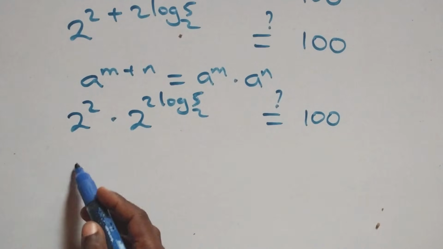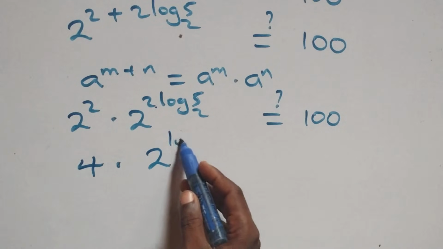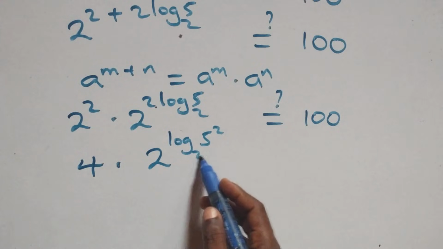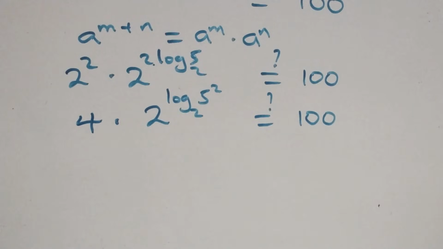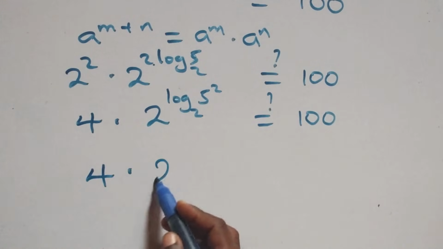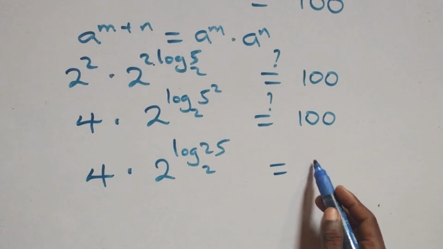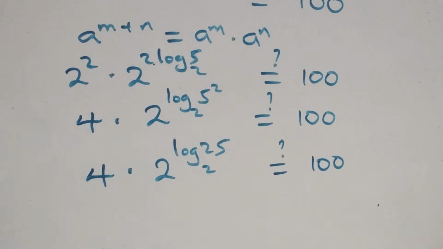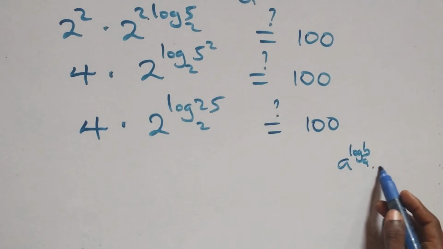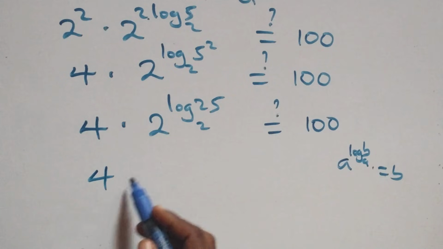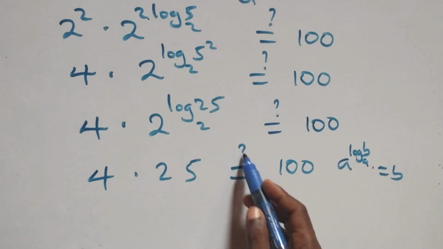And here 2 squared, 2 times 2, that's 4. Then here we reverse this 2 from the power of log. We have 2 raised to power log 5 base 2, squared. Is it equal to 100 on this side? That is, here we have 4 times 2 raised to power log 5 base 2, squared, that's 25. Is it equal to 100 on this side? Then this follows when we have a raised to power log b to base a, which is the same thing as b. That is, here we have 4 times 25. Is this equal to 100 on this side?